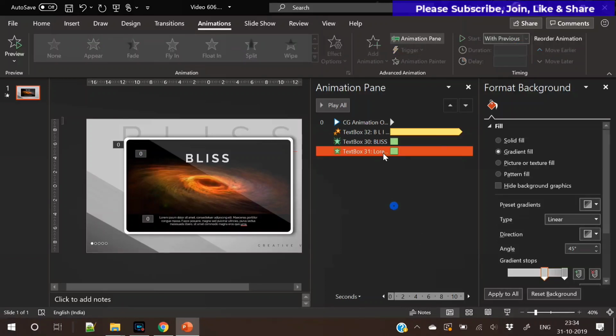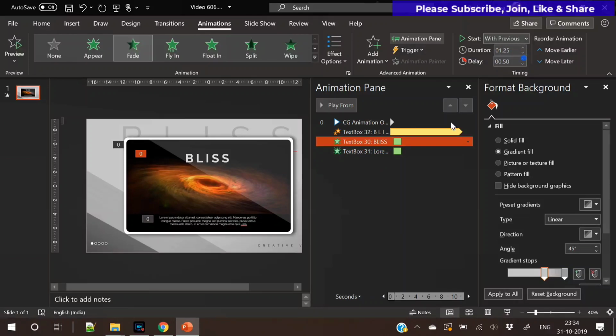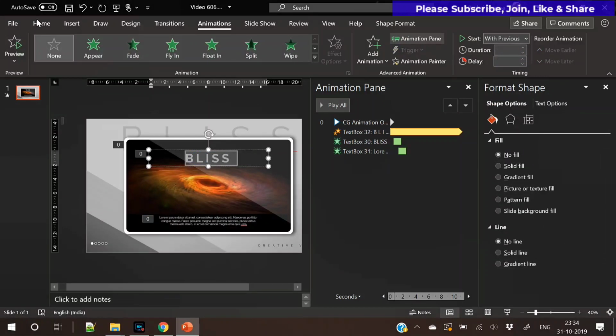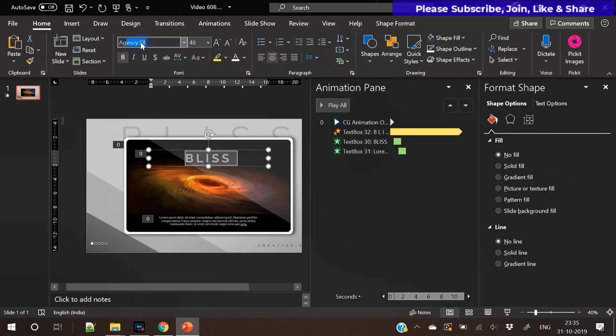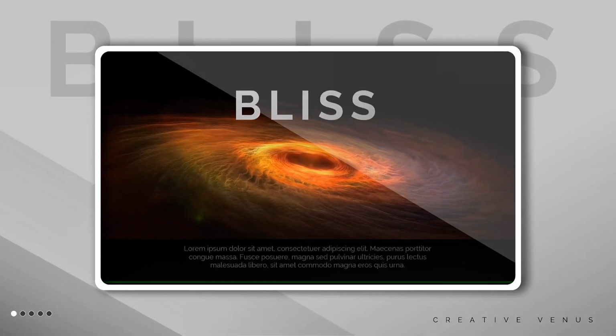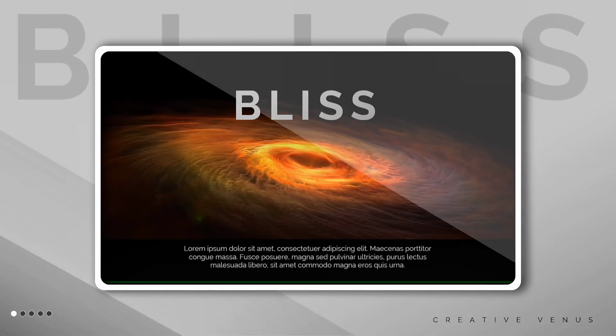So that's the purpose. Also we have applied a fade effect on the title and the dummy text. So when the slide loads, these two items, the title and the dummy text, will fade in. So it's a very light animation and a very smooth, very clear and easy to understand slide. And look at this final output.